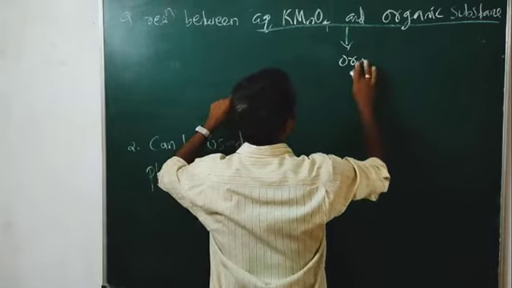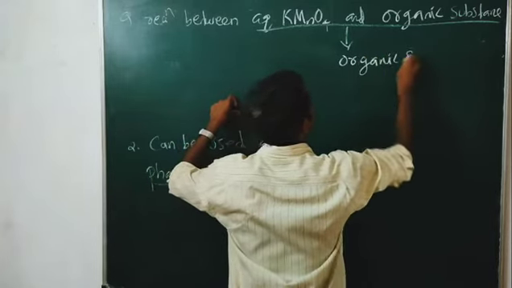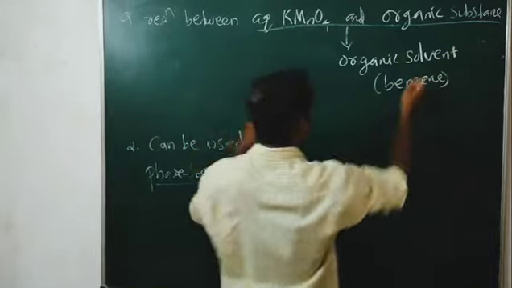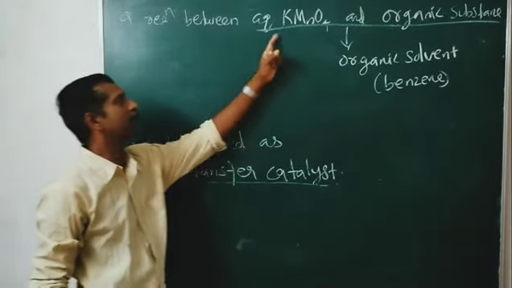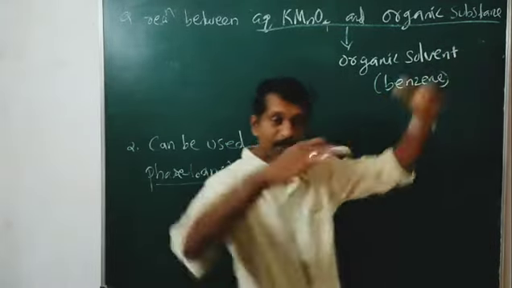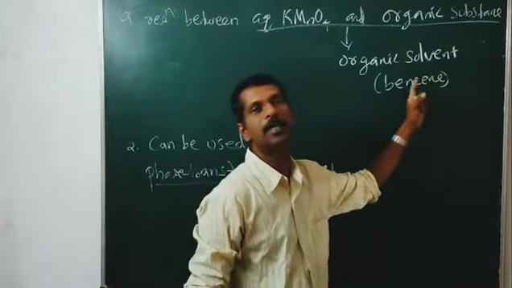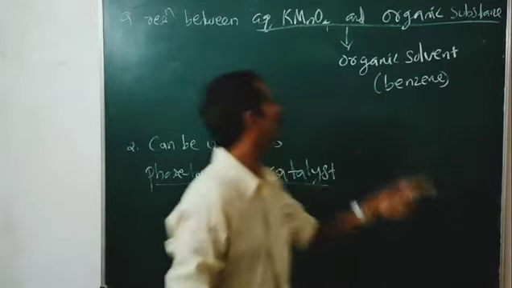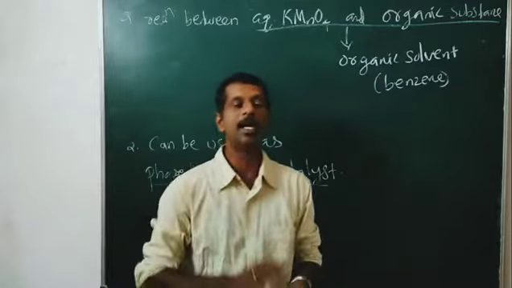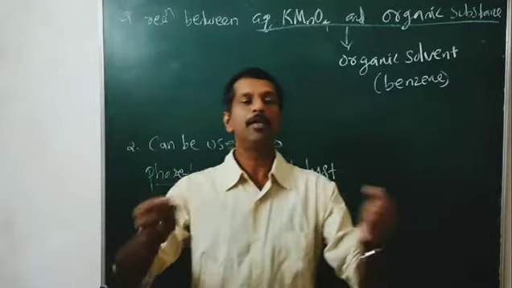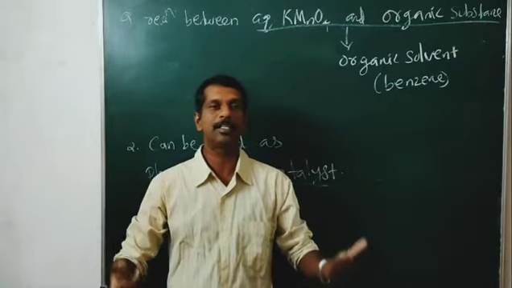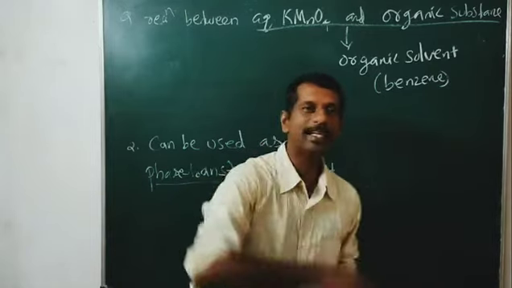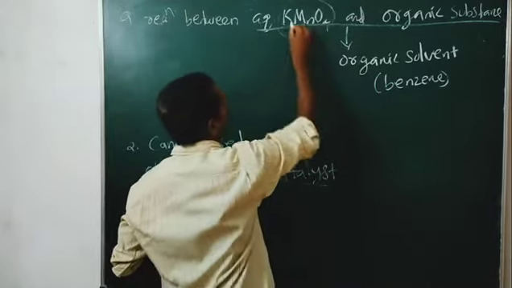The reaction is taking place in an organic solvent like benzene. What is the reaction? Reaction between KMnO4 and an organic substance. That reaction is taking place in an organic solvent like benzene. So what will happen? In an organic solvent like benzene, only the organic substance will dissolve and the KMnO4 will not. That means the rate of reaction is very slow. But when you add a small amount of crown ether, we can see that the reaction is very much accelerated. The reason is that the crown ether will dissolve KMnO4. That already we have discussed, what will happen.